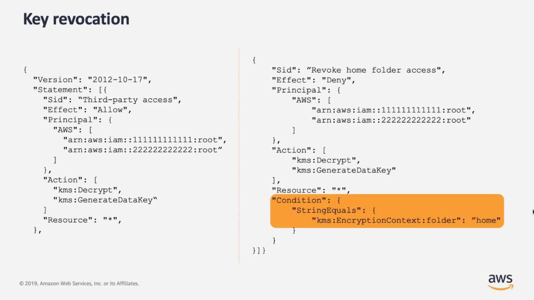And that'll be a little more clear later in the presentation when Slack takes over. They're doing some interesting things with encryption context, but this is really one of the cooler features that allows you to get granular with key revocation.